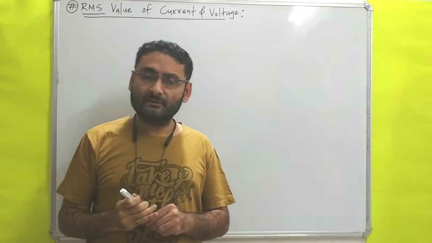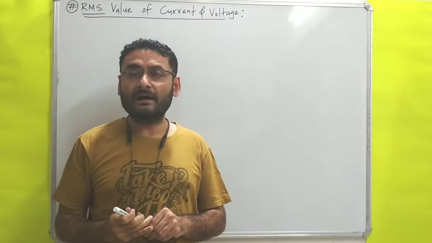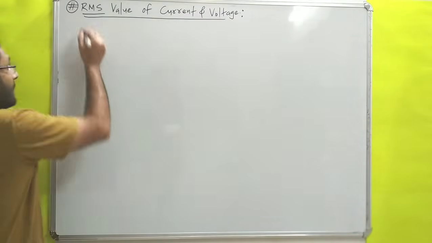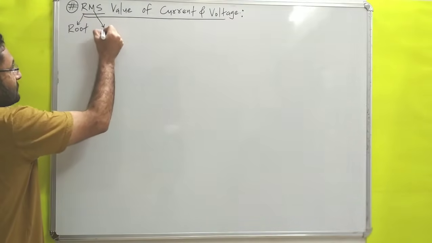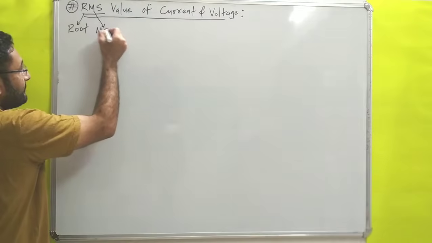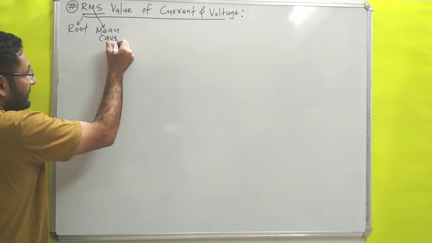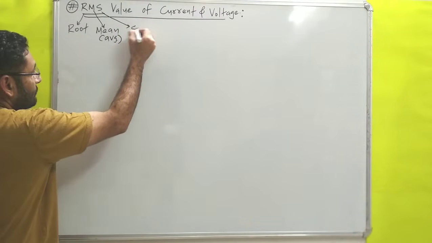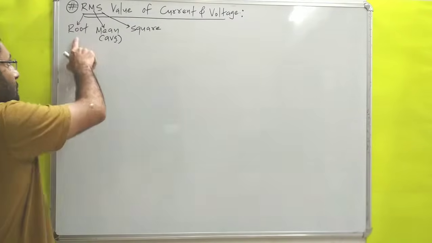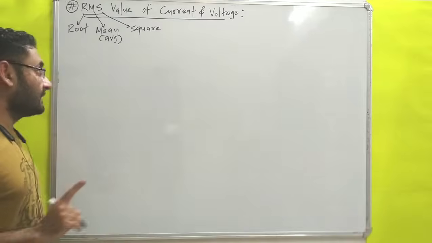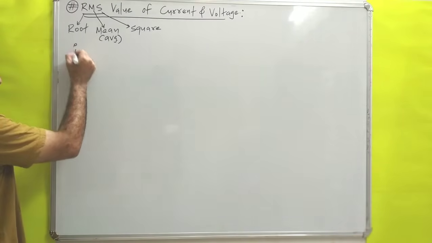Now first we will understand the meaning of RMS means what. So R means what? R means root. M means what? It is your mean, which is also known as average, and S means what? It is your square. So full form of RMS is what? Root mean square.